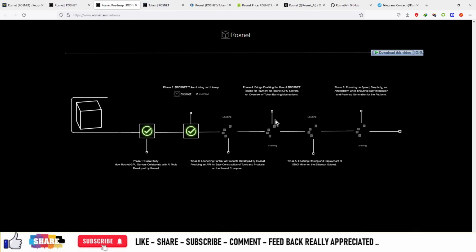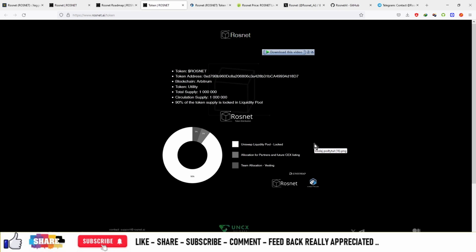So in the roadmap, they have phase number 1 case study, phase number 2 is the token listing on Uniswap platform, phase number 3 is launching further AI products, phase number 4 is Blitz enabling the use of ROSNET and so on. So this is the entire roadmap of this project.